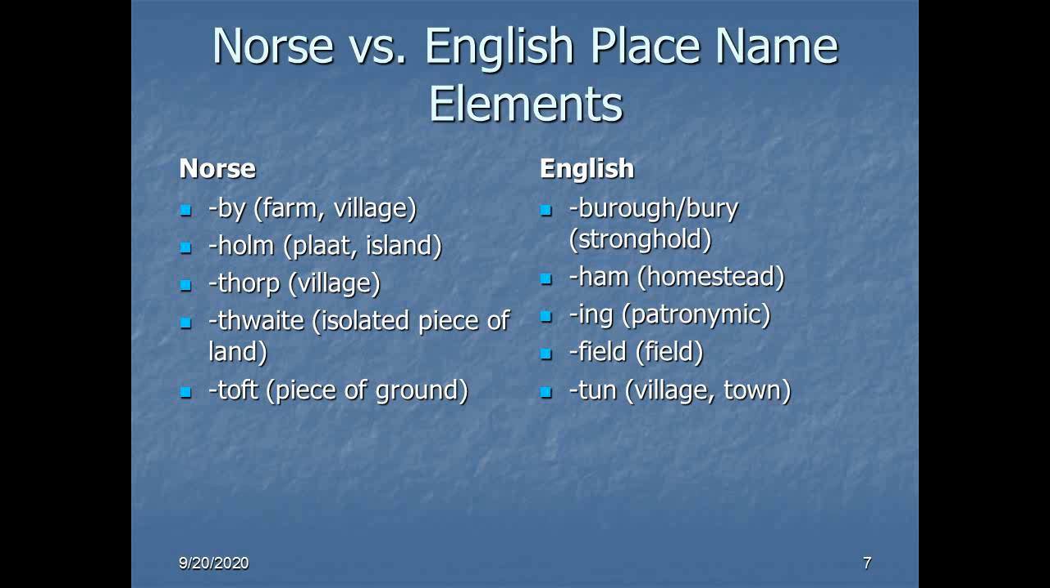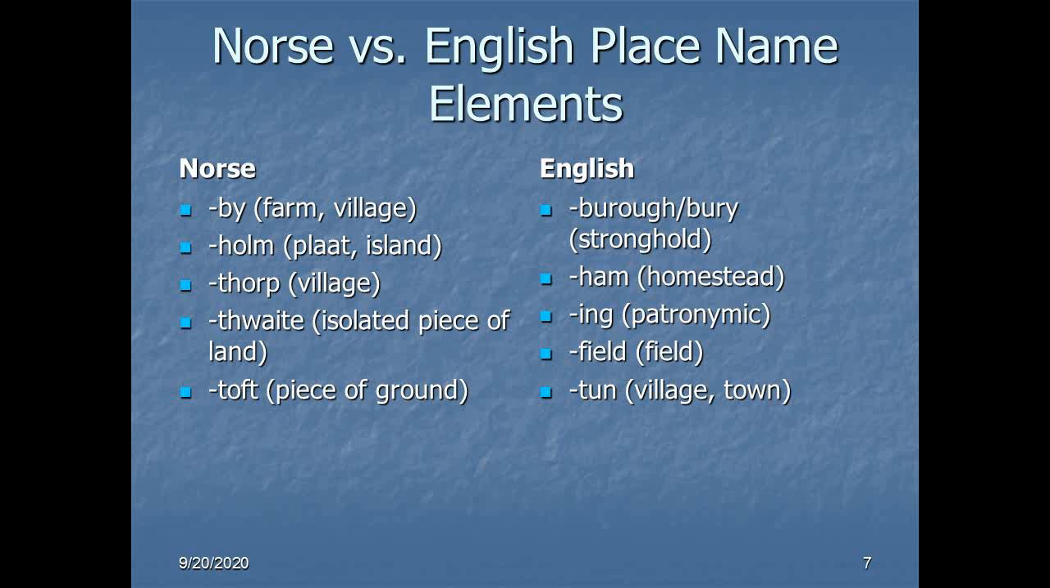Well, as far as English place names go, I've given you a couple of columns here of Norse and English place name suffixes. So on the Norse column, we have, for example, by, meaning farm or village, holm, plot, island, thorp, village, thwaite, any isolated piece of land, or toft. I've always loved that one, just a piece of ground. Whereas in English, we have borough or bury, meaning stronghold, ham, homestead, or you can use that simply as home. Then there's ing, which is basically a patronymic.